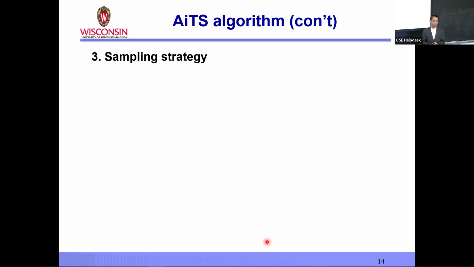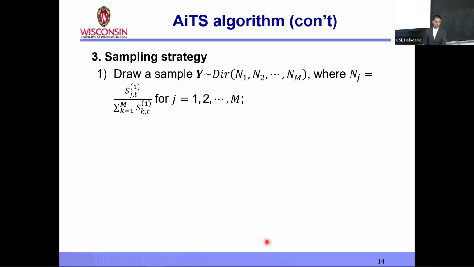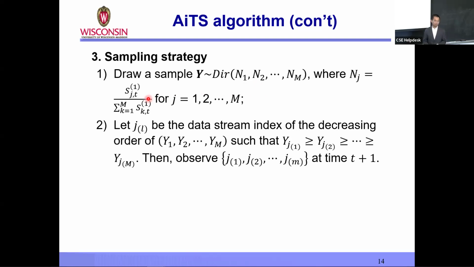The sampling strategy we proposed is based on Thompson sampling. The main idea is to draw a sample Y from the Dirichlet distribution with parameters proportional to the local statistic S1 here. Once we have the sample, we can sort the sampled values from the largest to the smallest. And for the next data acquisition, we will choose the top M variables to observe next time.